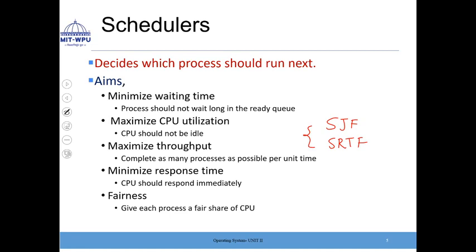Quickly, let us go through the scheduler. We have already given an introduction to the scheduler and some terminologies of scheduling. The scheduler basically decides which process to execute. It selects a process in memory that is ready to execute and allocates the CPU to one of them. The aim of the scheduler is to minimize waiting time, maximize CPU utilization, and maximize throughput. We measure throughput by the number of processes that complete per unit of time. Then we minimize response time, and in fairness, we give a fair chance to every process.